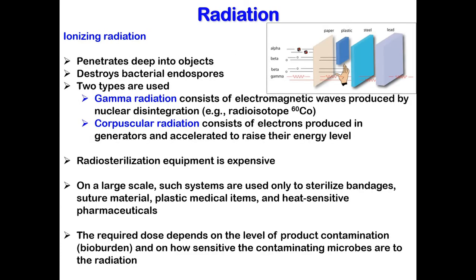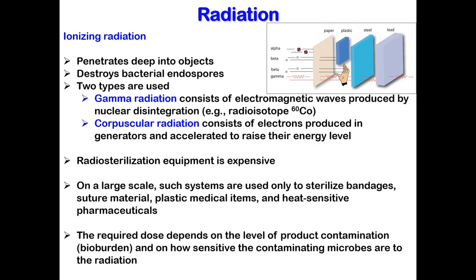So next we'll talk about ionizing radiation. So ionizing radiation, unlike UV rays, penetrates deep into objects. And ionizing radiation ionizes water and other molecules to form free radicals that can disrupt DNA molecules and proteins. And this type of radiation destroys bacterial endospores and all microbial cells, but it's not always effective against viruses.